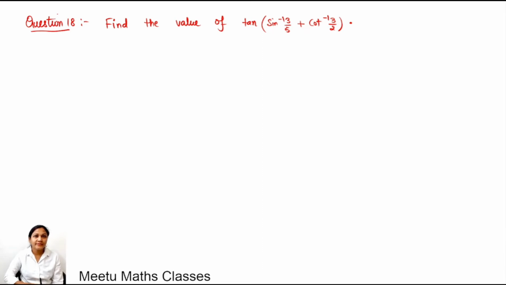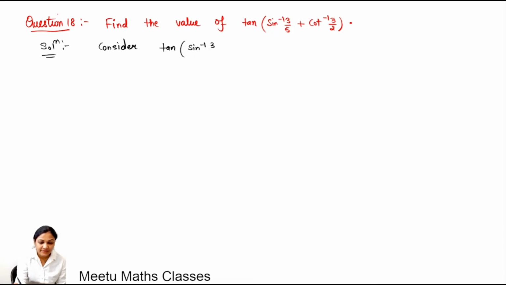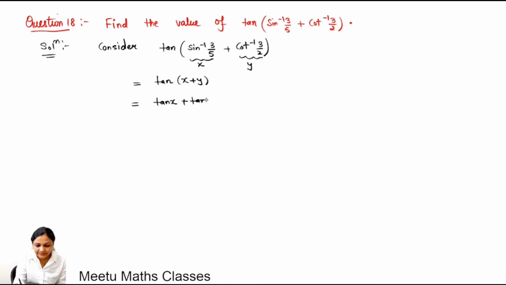Now your next question is question number 18, that is find the value of tan of sine inverse 3 by 5 plus cot inverse 3 by 2. Now to find the value of this function, consider your function, that is tan of sine inverse 3 by 5 plus cot inverse 3 by 2. Now let us consider this as x and this is y. So your function will become tan of x plus y, and that is equals to tan x plus tan y upon 1 minus tan x into tan y.